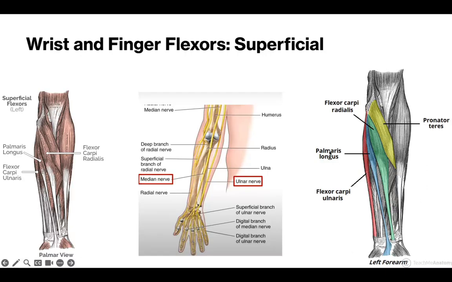Then we can go to the palmaris longus. So palmar, right there in the name, palmar is referring to the palmar region, which is the palm of the hand. Okay, so we know where it's going to be inserting, and that's specifically called the palmar aponeurosis. And it only has one job, which is just to flex the hand at the wrist.